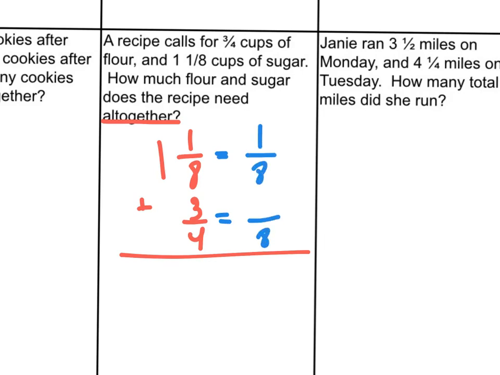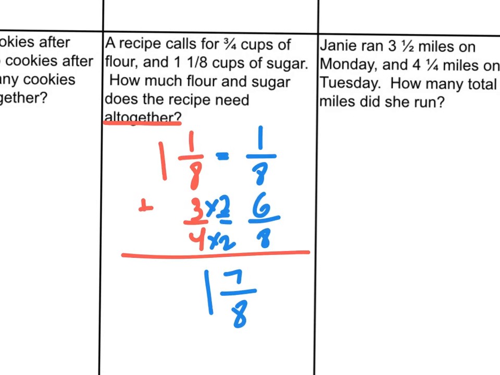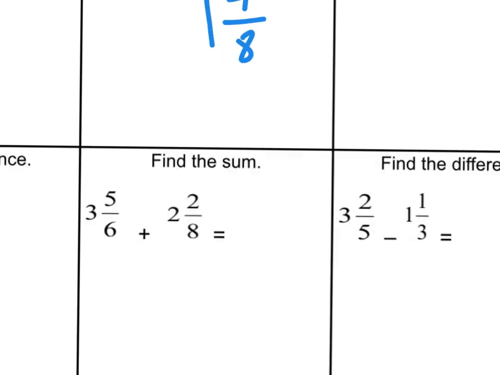This one stays the same. This is times 2, times 2. Now we have 1/8 plus 6/8 to give us 7/8. And the 1 is right there. So our final answer is going to be 1 7/8 cups of flour and sugar.